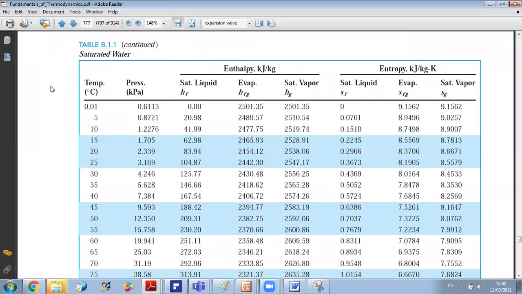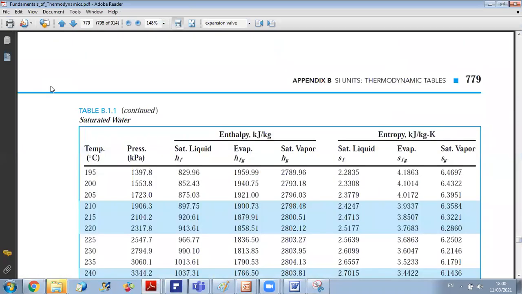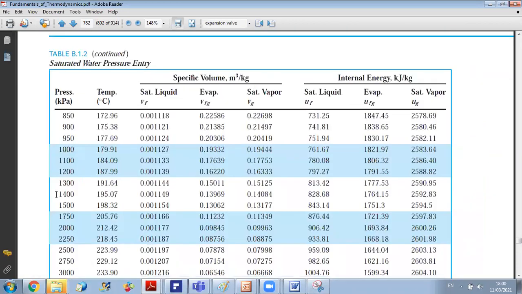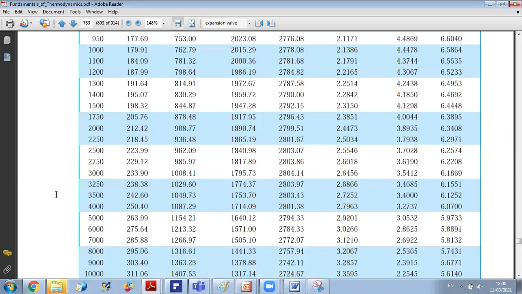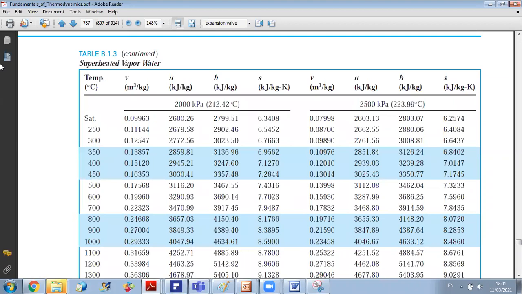So I don't want saturated water. I continue down. This is also saturated water. I continue. Now, as I told you, you have also saturated water with pressure entry. So instead of giving the temperature as entry, I give the pressure as entry. Depending on the problem given, you will choose which table to use. Still saturated, still. Okay, this is superheated vapor water. This is what I want.